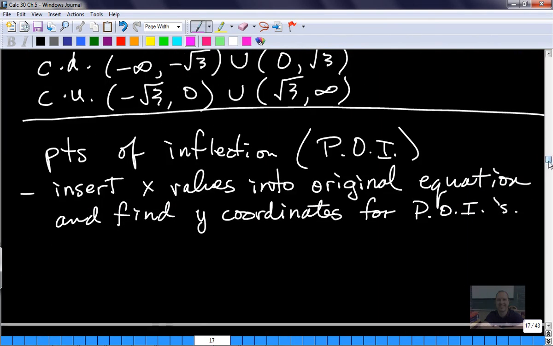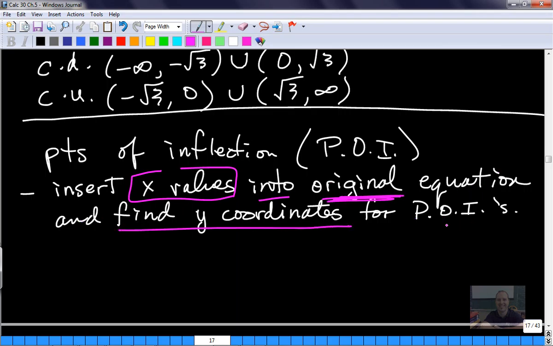And so what you're going to do, and I won't actually do it with you here, I'll just tell you how to do it, but you insert those x values into the original equation to find the y coordinates that go along with it. So you understand that if we have an x value, if you're looking for a point on the graph, insert that x value into the equation, solve for y, and that is the partner value, or the coordinate that goes along with that x, to describe a point on the function.